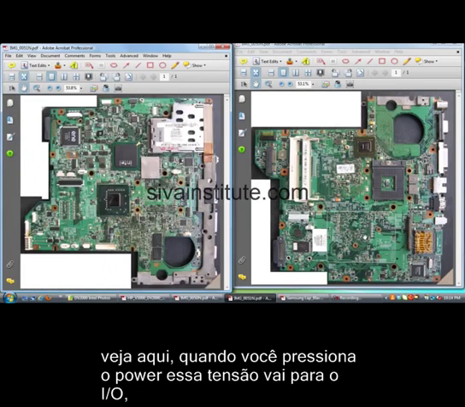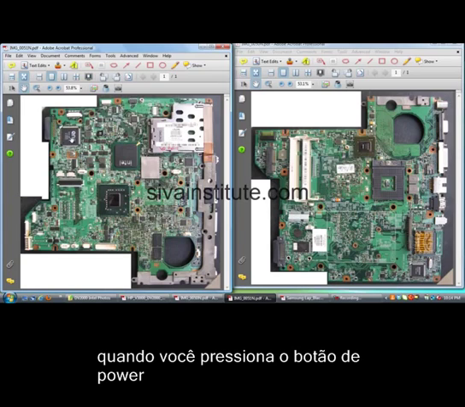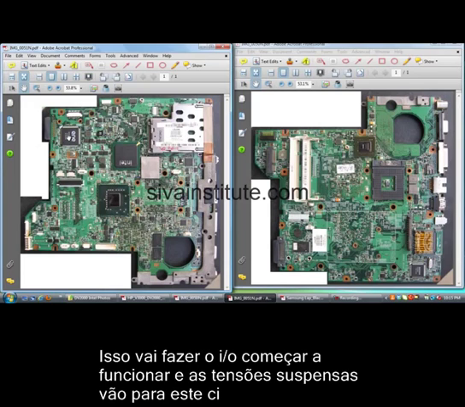See here, when you press the power button, this voltage comes to this IC. This is the IO controller. The power button is connected with this SIO chip. When you press the power button, this power pin goes from 3.3 volts to 0 volts DC. It will start this function, and this suspend voltage goes to this IC.